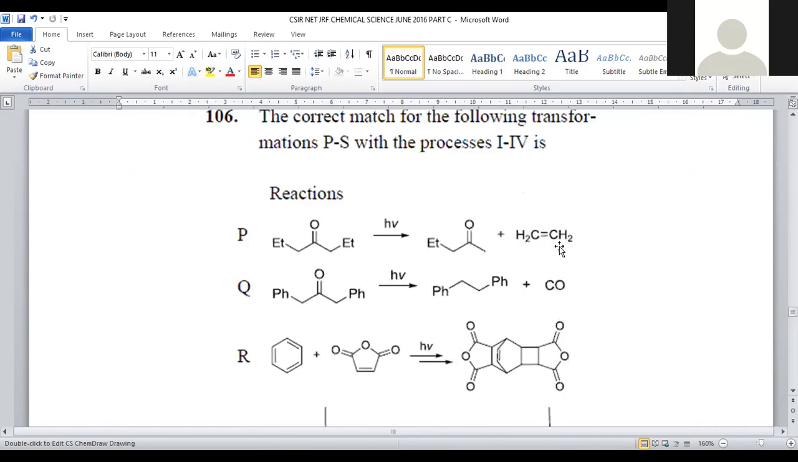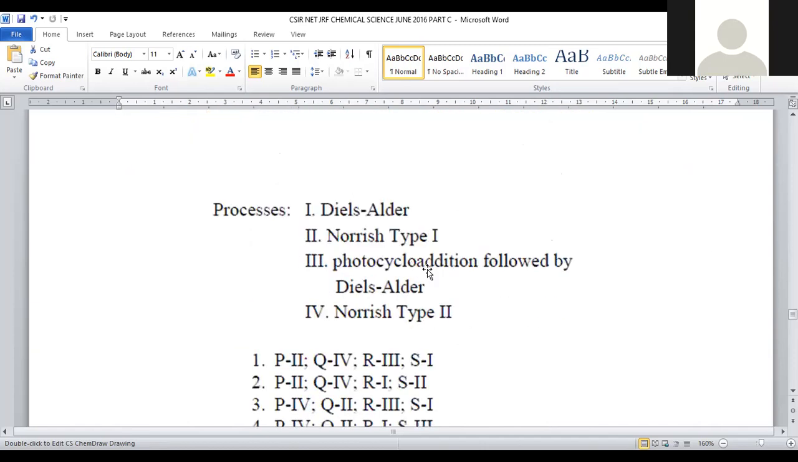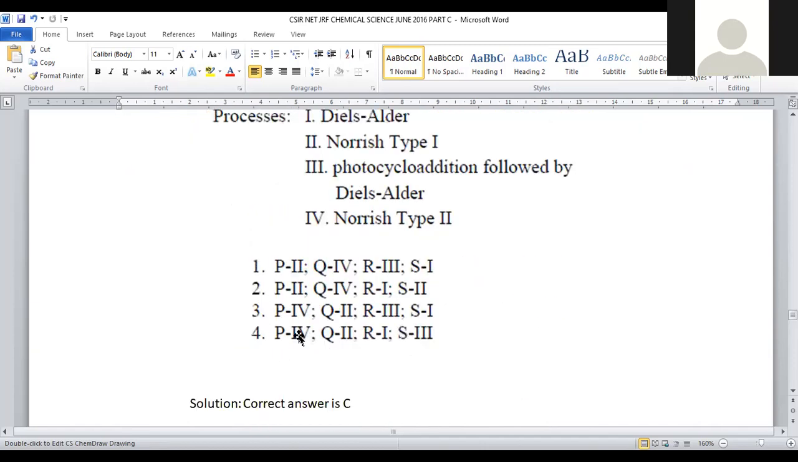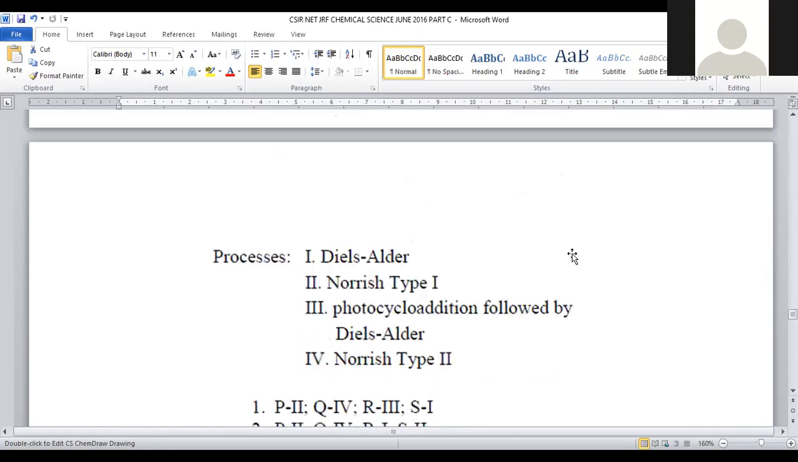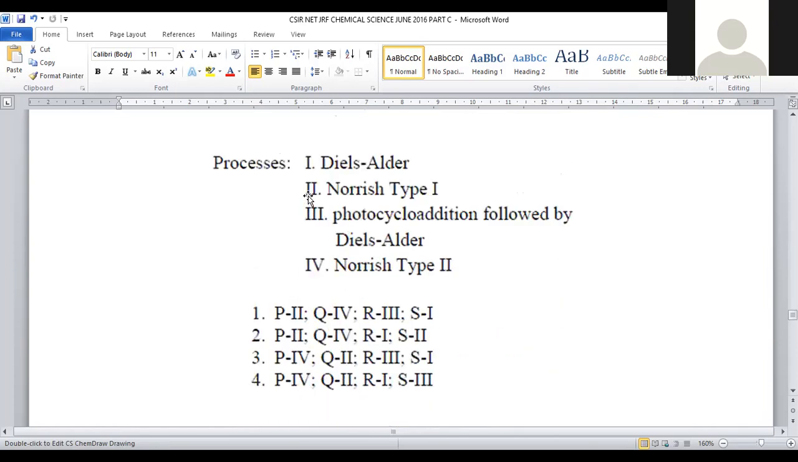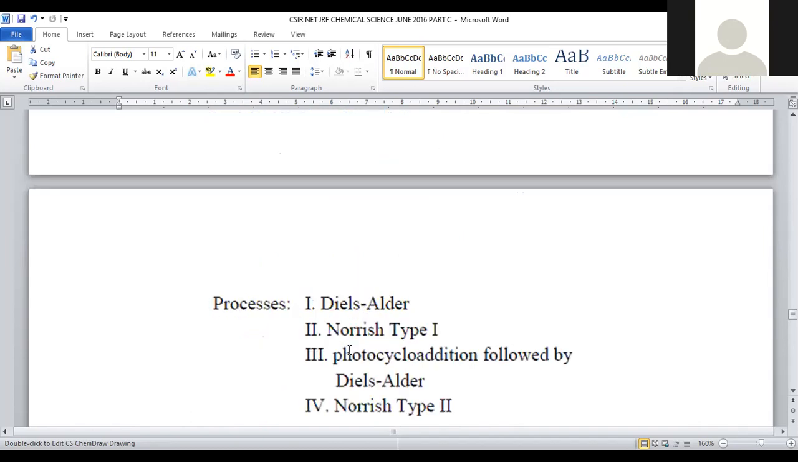The first reaction is named alkene as a byproduct, a Norrish 2 type of reaction, P with 4, given in option number 3 and 4 both. The second reaction, when we are taking phenyl groups in this molecule upon h-nu condition, carbonyl will be discarded. This is a kind of Norrish 1. Norrish 1, Q with the 2, is provided again in option number 3 and 4 both. So there is a probability of 3 and 4.